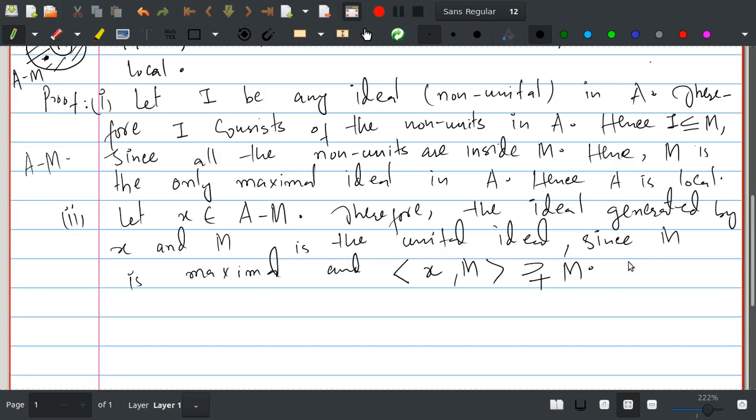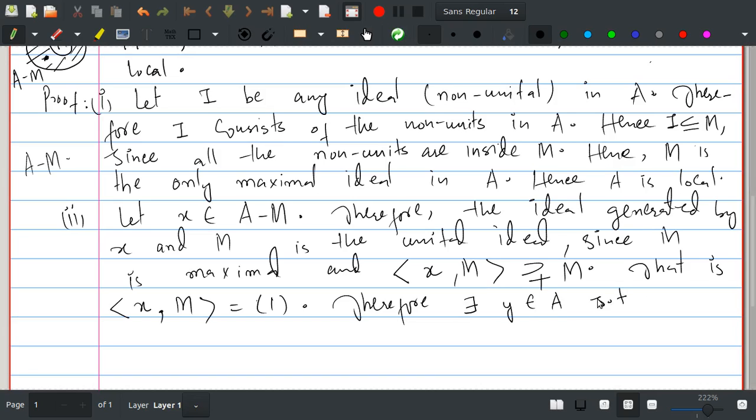So that is why this has to be unital. That is, the ideal generated by x and the elements of M is actually the unital ideal 1. So that means there is some element in this ideal which is equal to 1. Therefore there exists, say, y in A such that xy plus t is equal to 1, where t is an element of M. That is, xy is actually 1 minus t.